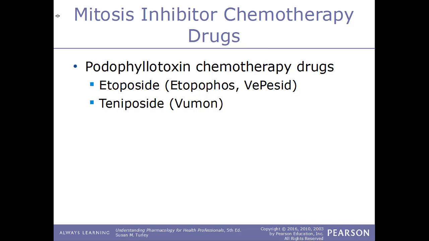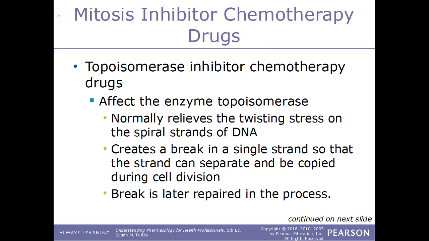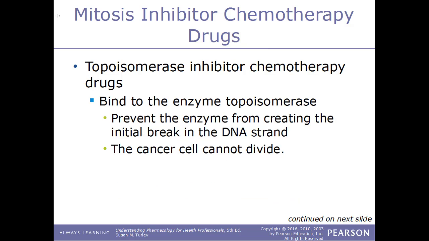its trade name Vumon. Another type of mitosis inhibitors are the topoisomerase inhibitor drugs. And these will affect the enzyme topoisomerase. Now normally, this enzyme will relieve the twisting stress on the spiral strands of DNA, and it will cause a break in the single strand so that the strand can separate cleanly and be copied during cell division. And then that break is later repaired throughout cell division. Topoisomerase inhibitors will bind to the enzyme topoisomerase, and it prevents the enzyme from creating that initial break in a DNA strand. And because of this, the cancer cells can't divide.